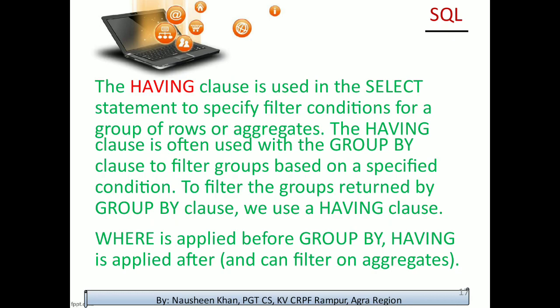Now, next is the having clause. The having clause is used in the select statement to specify filter conditions for a group of rows or aggregates. The having clause is often used with the group by clause to filter groups based on a specified condition. To filter the groups returned by group by clause, we use a having clause. Where is applied before group by. Having is applied after and can filter on aggregates.